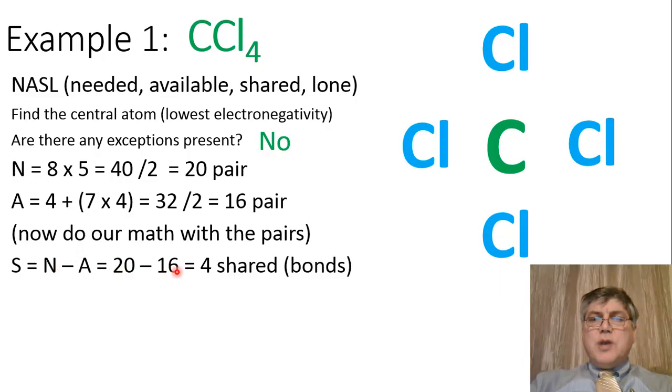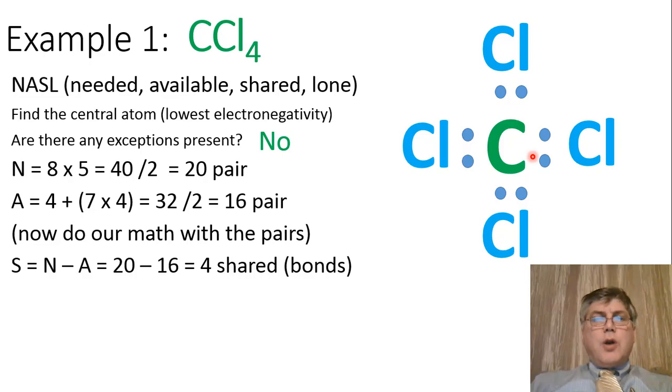20 minus 16 pair means I have 4 shared electrons. Those will be 4 pairs of shared electrons. Those will be my bonds. So there's a pair, there's another pair, there's a pair, and there's a pair. So we've put 4 pairs around our central atom, bonding to each of the chlorines going around in a circle.